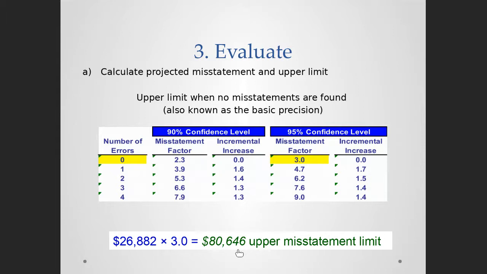Having an error in a number is called misstatement. The number is misstated, wrongfully stated. The number has a mistake in it, and that mistake is 80,646 if you never found any errors in your sample. Is that clear?